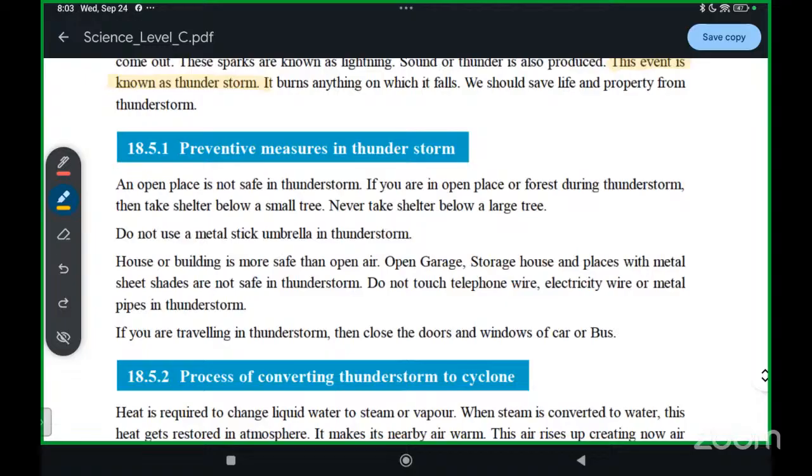A house or building is safer than open air. An open garage, storehouse, and places with metal sheet shades are not safe in a thunderstorm. If you've seen metal ceilings, they are also not safe, because again metal attracts the charge. Do not touch telephone wire, electricity wire, or metal pipes in a thunderstorm.